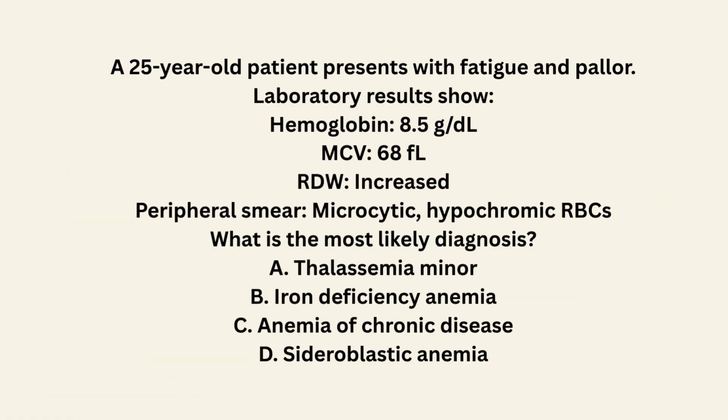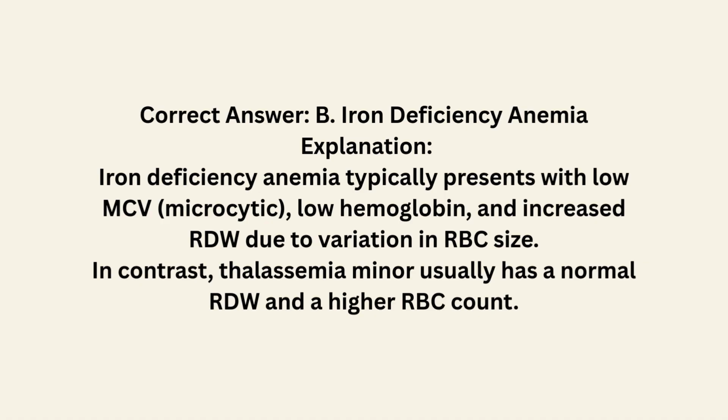A 25-year-old patient presents with fatigue and pallor. Laboratory results show hemoglobin, 8.5 grams per deciliter. MCV, 68 FL. RDW, increased. Peripheral smear, microcytic, hypochromic RBCs. What is the most likely diagnosis? A. Thalassemia minor. B. Iron deficiency anemia. C. Anemia of chronic disease. D. Sideroblastic anemia.